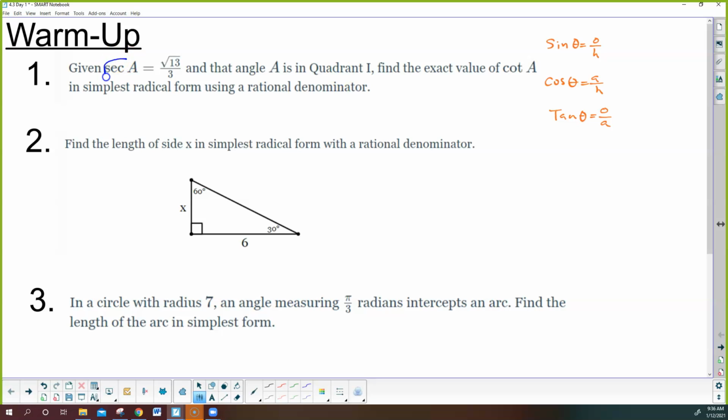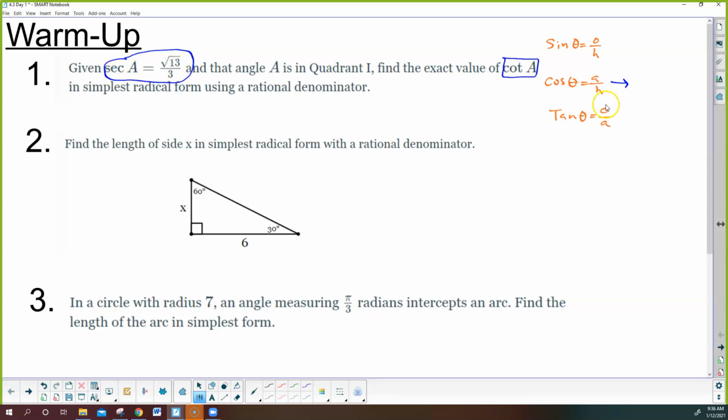We are given the ratio of secant. Secant of some angle is equal to the square root of 13 over 3. And then we want to use that ratio to figure out what is cotangent. Now, I set up some things here. I set up SOHCAHTOA just to help me out, and this is doing way too much work. But the thing we need to know from this is, what is the ratio of secant?